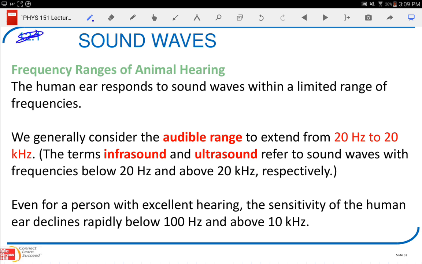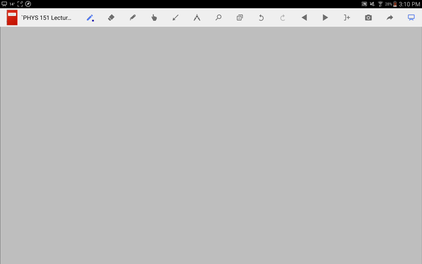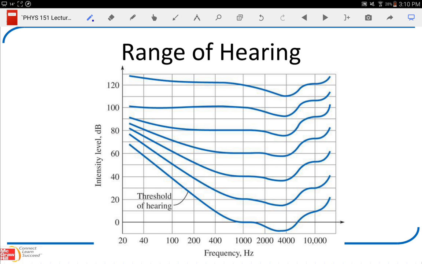Just a little about sound waves. We can hear sound from about 20 hertz up to about 20 kilohertz. Our hearing varies in efficiency with pitch, and pitch corresponds to frequency. So a frequency of 20 hertz is a very low pitch. A frequency of 20 kilohertz is a very high pitch. Old folk like me probably can't hear up to 20 kilohertz anymore. I probably top out somewhere around 10 kilohertz.